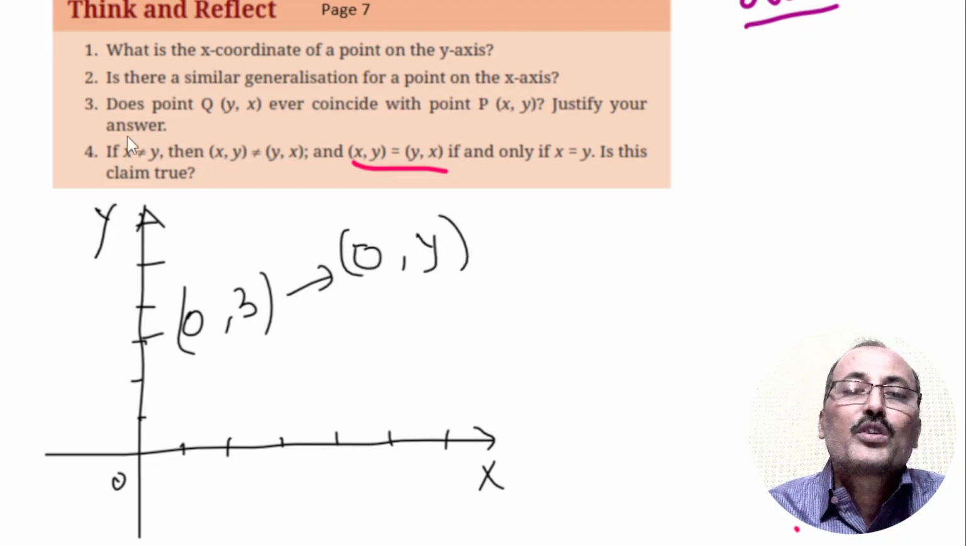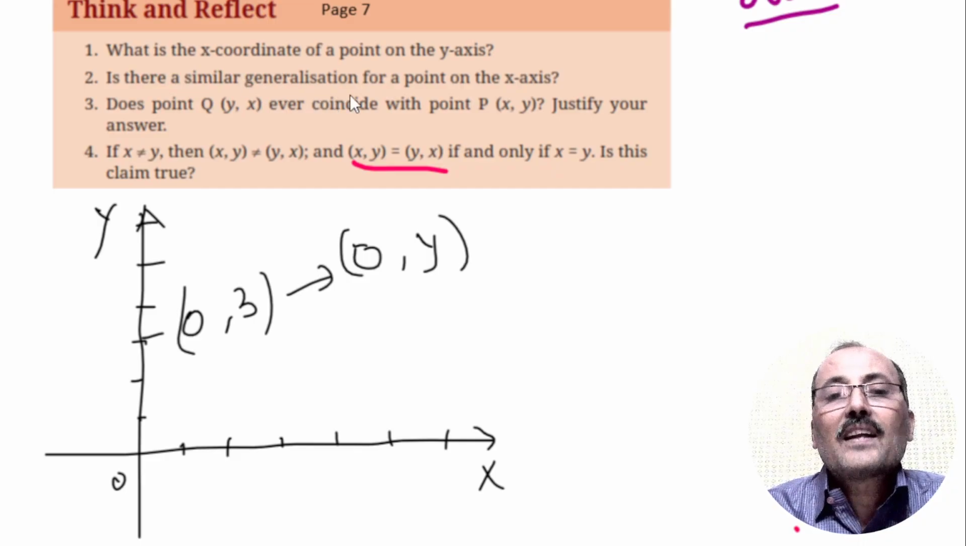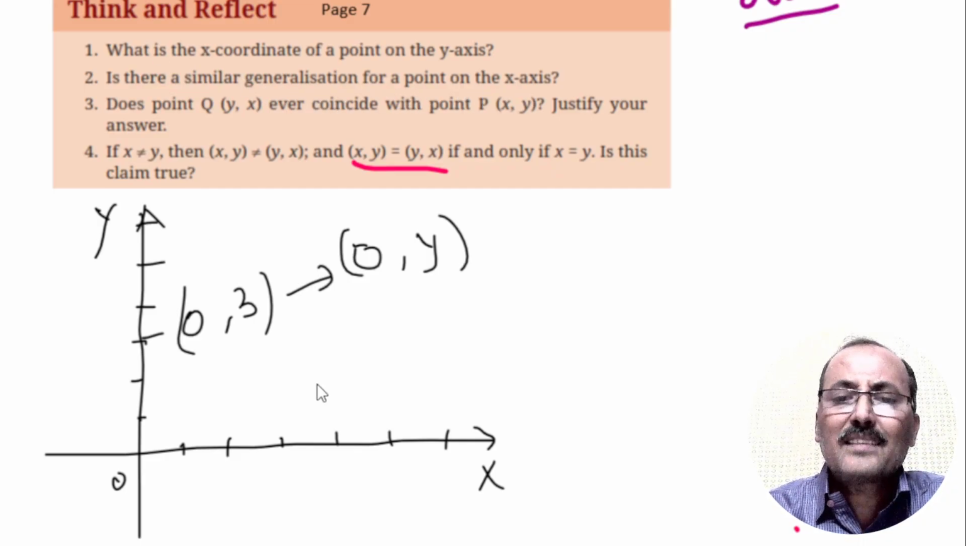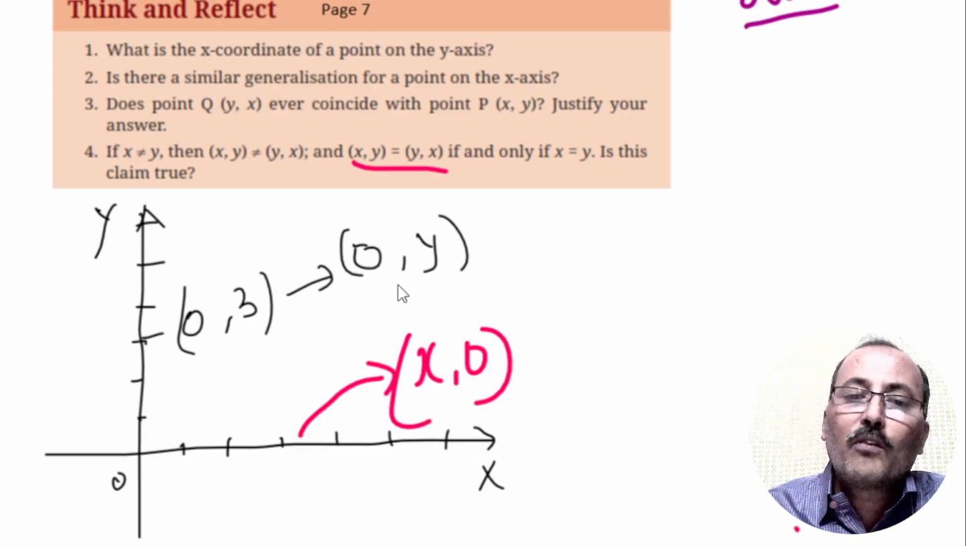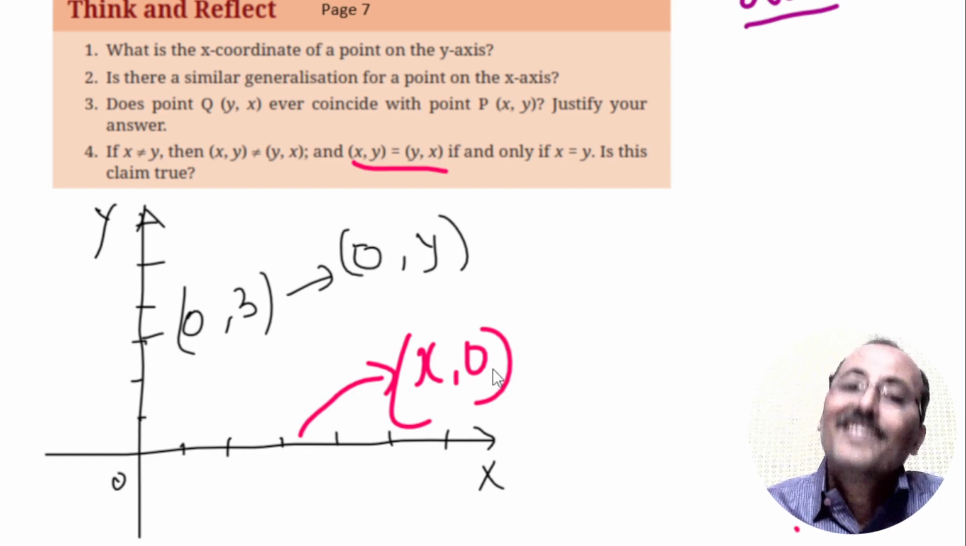Now, what is the next question? Is there a similar generalization for a point on the x-axis? Yes, there is a similar generalization. What is that? Any point on the x-axis will be of the form (x, 0). This is (0, y), where the x coordinate is 0, but here the x coordinate will be there, and the y coordinate will be 0. Yes, that's all. Next one.